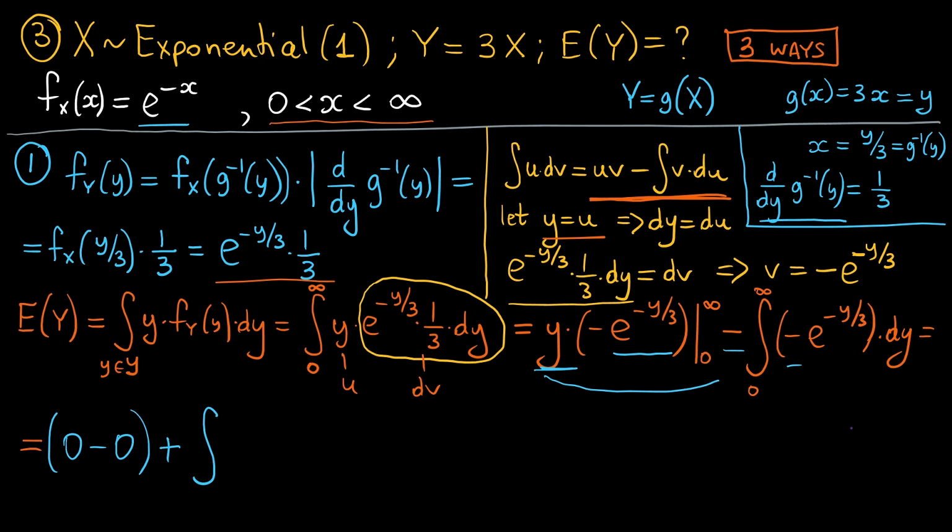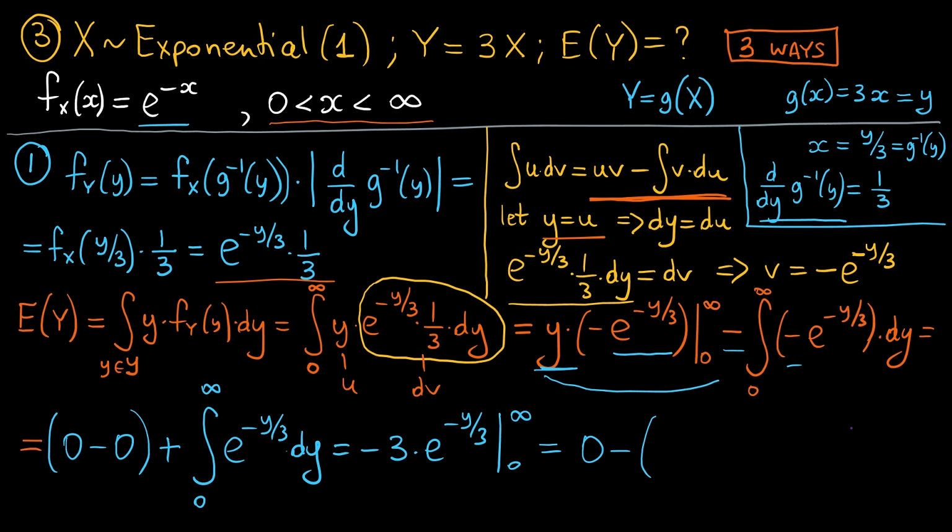The integral from 0 to infinity of e to the power minus y over 3 dy, and that's just minus 3 times e to the power minus y over 3, evaluated from 0 to infinity. And as y goes to infinity, e to the power minus y over 3 goes to 0, and then we have minus. As y goes to 0, this expression here goes to 1, and we have a minus 3 in front, and then we get that the expected value of y is 3.